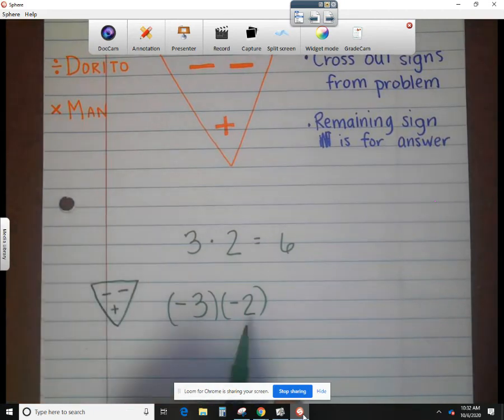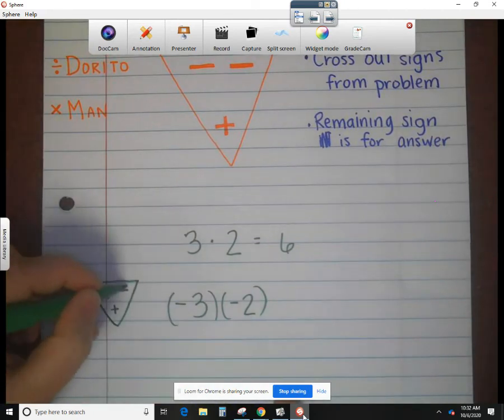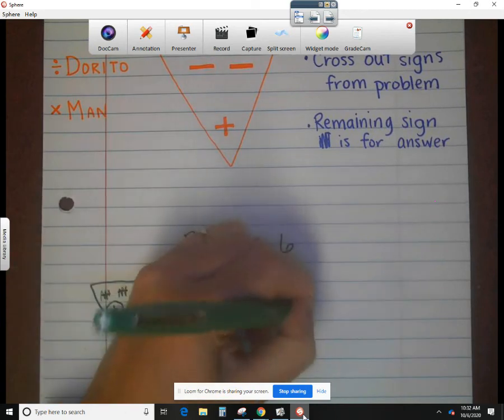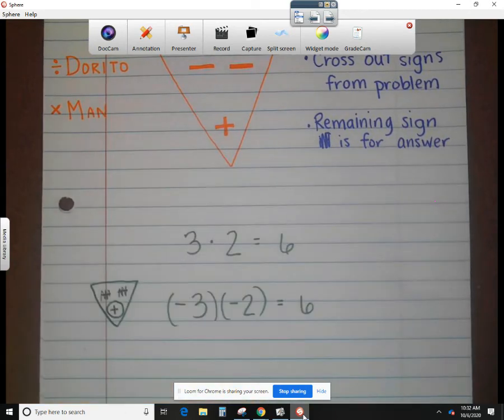I've got a negative and a negative, so I cross out those. And remember, one is remaining. So that means my answer should be positive. So negative 3 times negative 2 is also positive 6. So 3 times 2 is 6. Negative 3 times negative 2 is also 6.